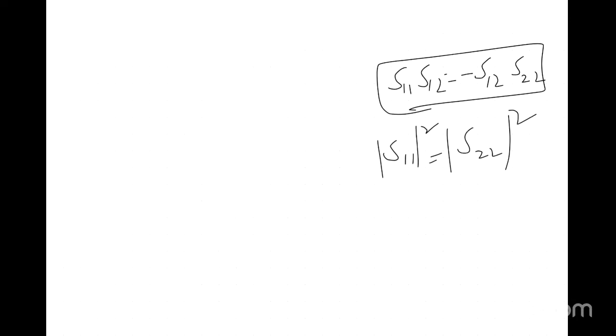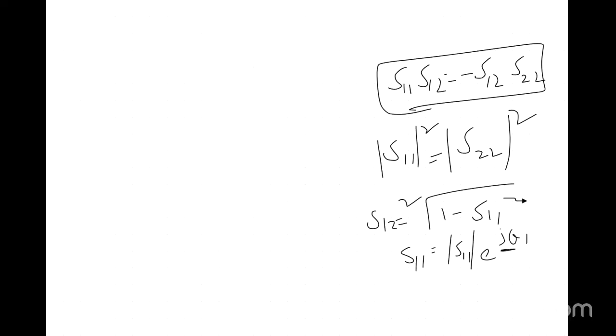Next, another one I am taking is S12. Here, what we are getting from equation 1, S12 square is equal to under root of 1 minus S11 square. This one I am writing in terms of theta. If we write in terms of theta, what will we get? S11 is equal to modulus of S11 times e power j theta 1. j is the imaginary part.